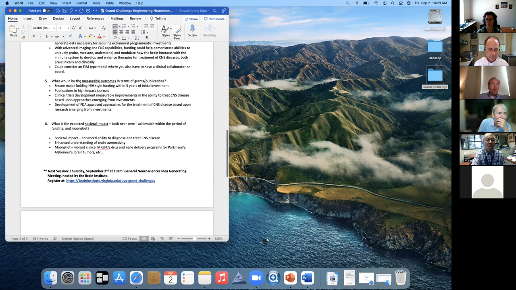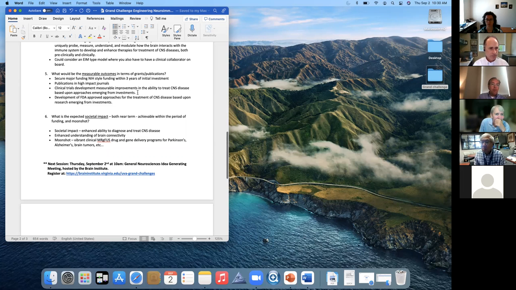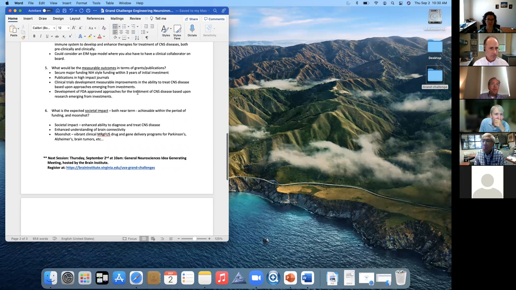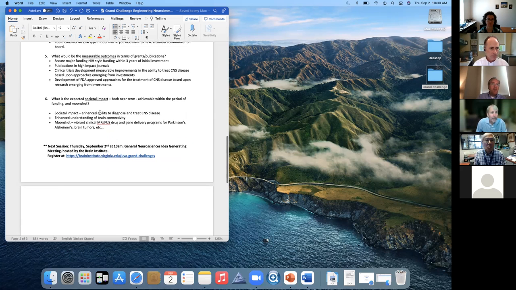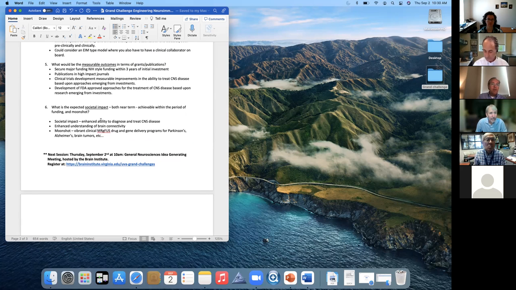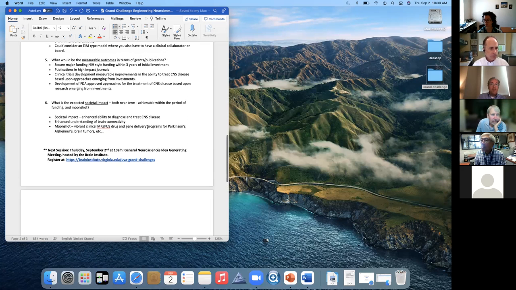In terms of measurable outcomes, major NIH style funding, high impact publications. For the technology that we're discussing here, which is very therapeutically oriented, clinical trials that demonstrate measurable improvements in the ability to treat CNS disease and the development of FDA approaches for the treatment of CNS diseases. And then finally, the societal impact is the ability to diagnose and treat CNS disease, better understanding of brain connectivity, and then the moonshot is that we've got a vibrant clinical MR-guided focused ultrasound drug and gene delivery program for a whole series of different CNS diseases.